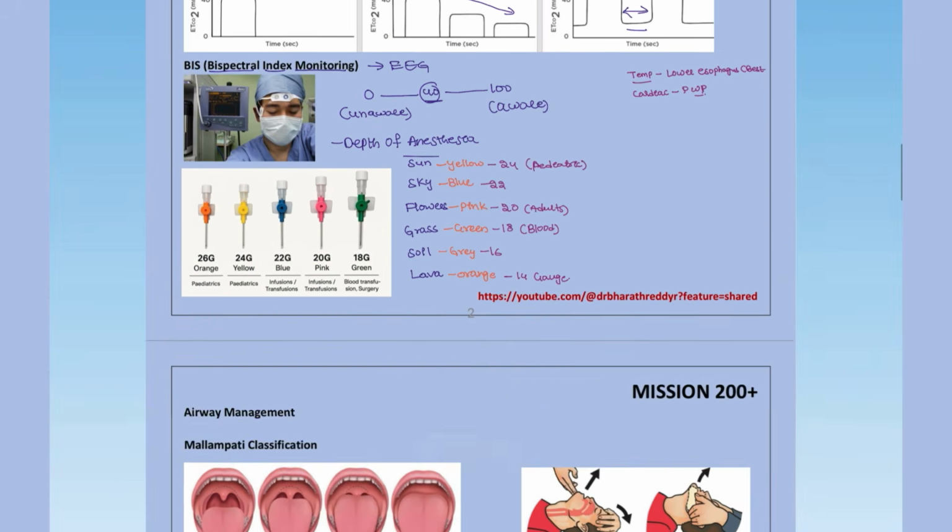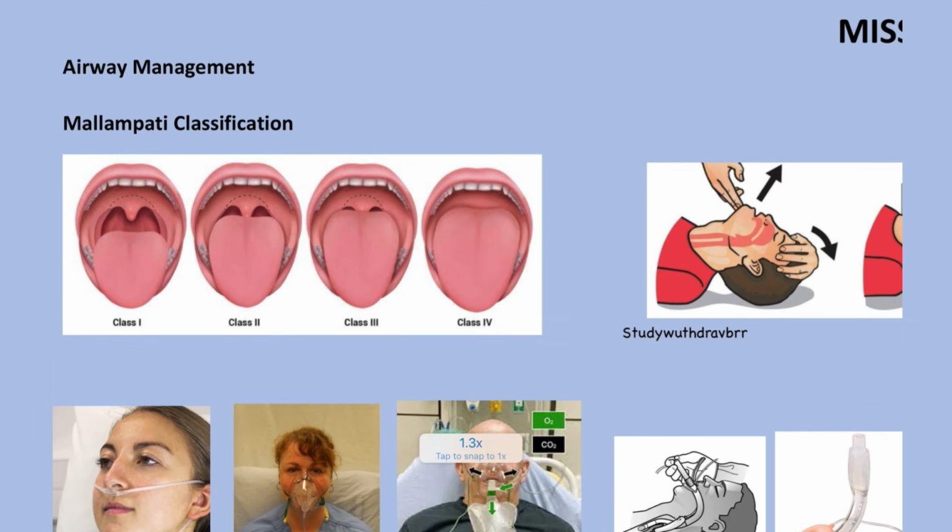Next, moving on to airway management. Airway management is also a commonly asked question. So let's say, for example, I had a patient.